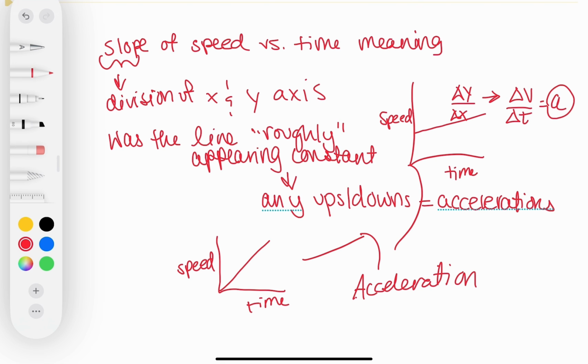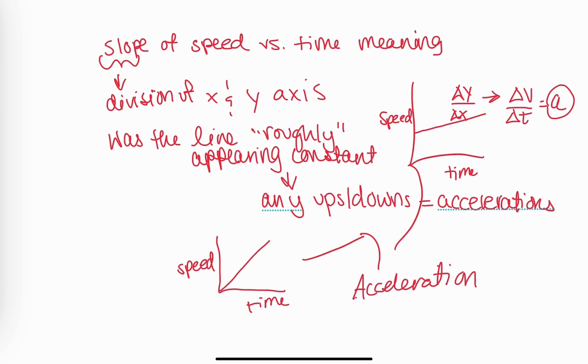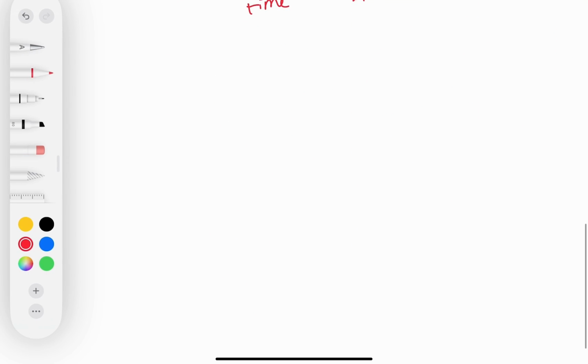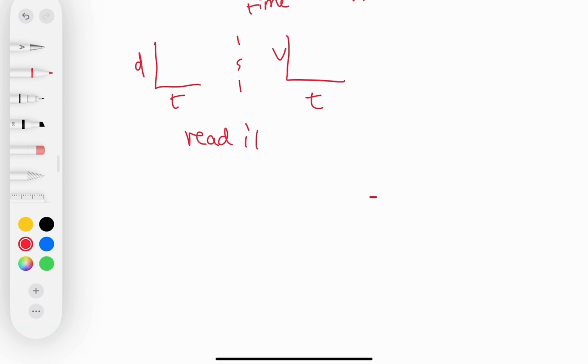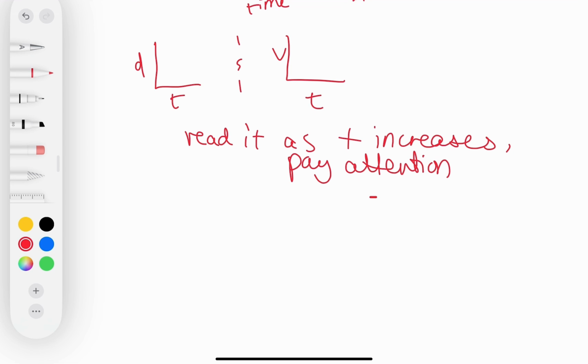And then when it got to the back, hopefully we did this together as a class. We did the graph together, and you have to make sure that you explain. So that's why it's really important when you have these D versus T and velocity versus time graphs, you read it as time increases, and then you pay attention to what happens to the y-axis.